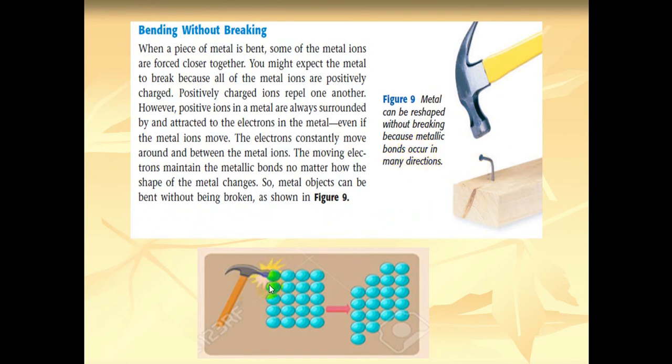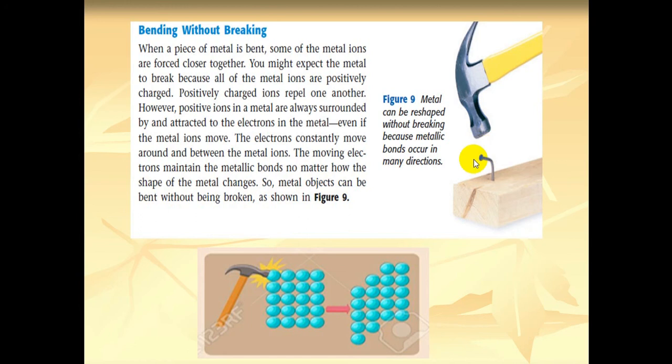Like here, when we tap on the metal piece, what happens to the particles? They are rearranged because electrons, as we said, move freely. That's why the electrons constantly move around and between the metal ions. The moving electrons maintain the metallic bond no matter how the shape of the metal changes. So metal objects can bend without being broken.